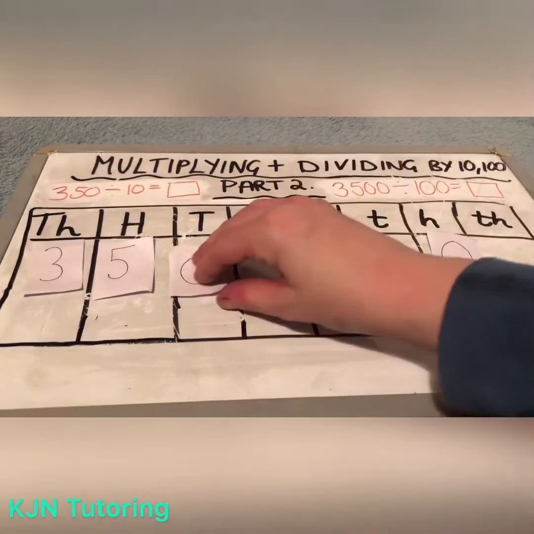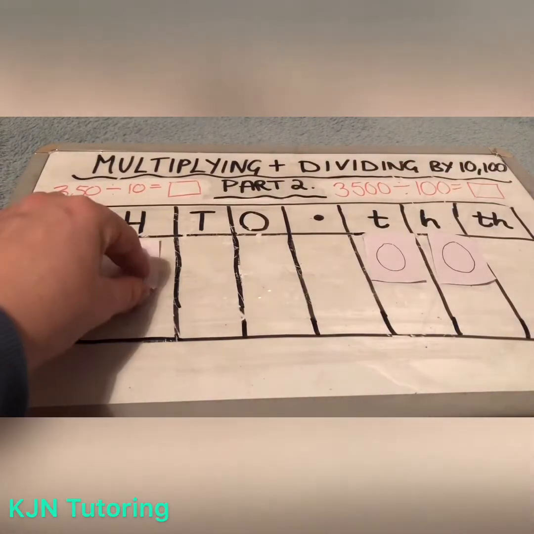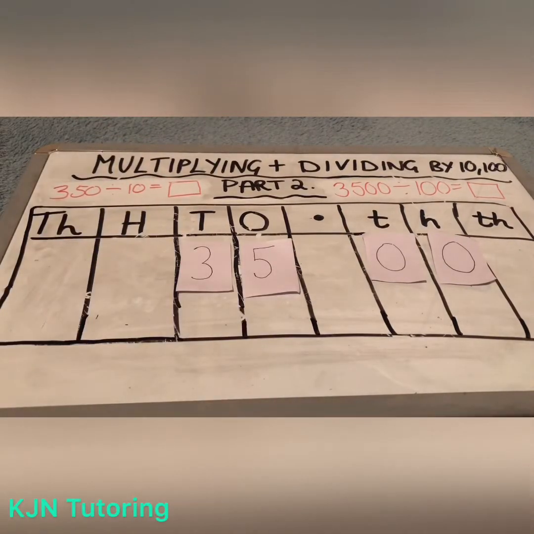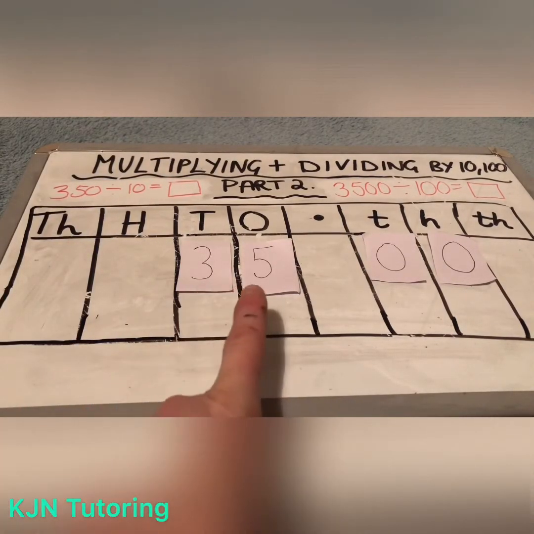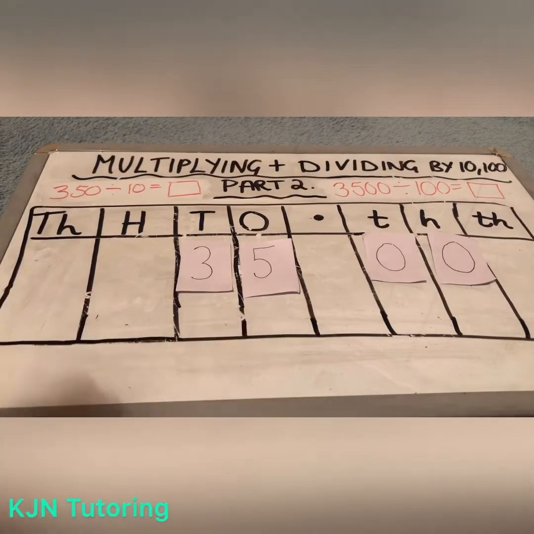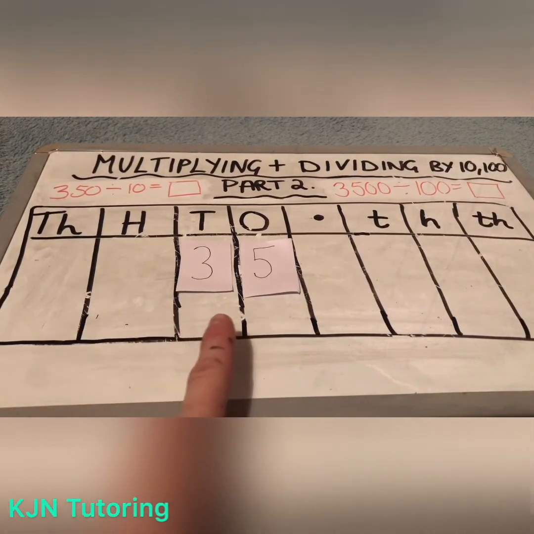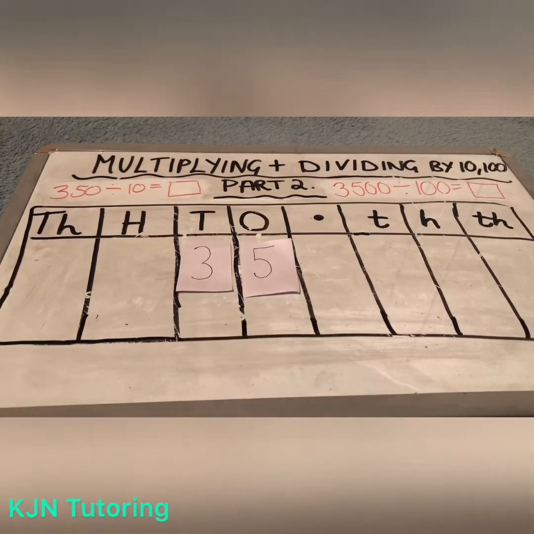1, 2. The 3 is now in the tens column, the 5 is in the ones column, we have got one of the placeholders in the tenths column and the other one in the hundredths column. We no longer need these zeros or placeholders, so we take them away. And we are left with 35. So 3,500 divided by 100 equals 35.